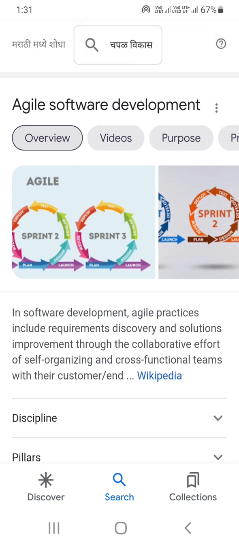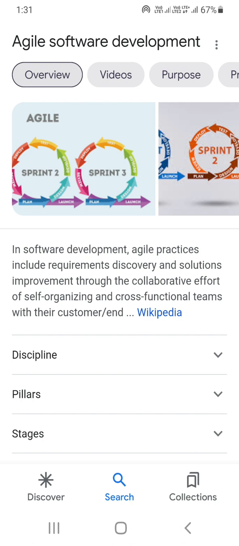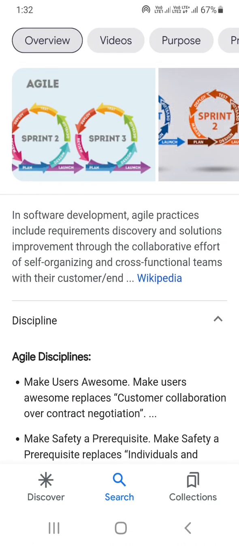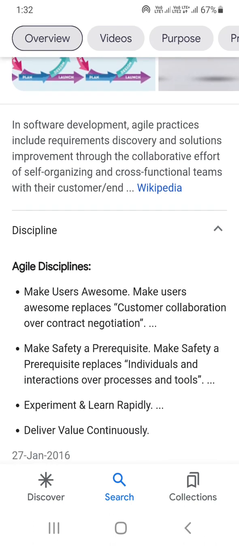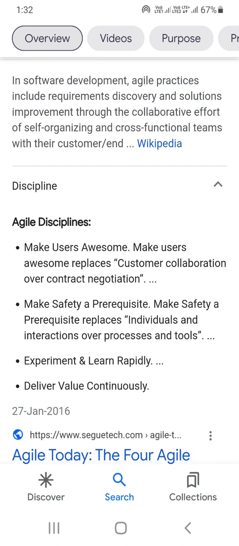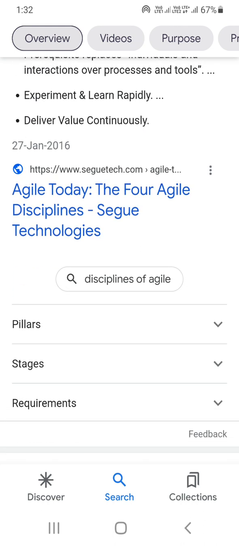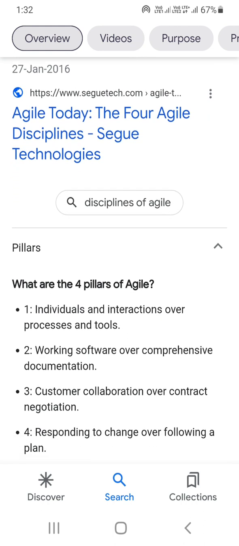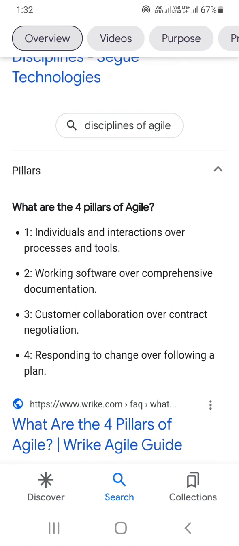In software development, agile practice includes requirement discovery and solution improvement through the collaborative effort of self-organizing cross-functional teams with the customer. So you need to follow the agile discipline. Make users awesome, replace customer collaboration over contract negotiation. Make safety a prerequisite, make safety interaction over process and tool. Experiment and learn rapidly, deliver value continuously. Pillars: what are the four pillars of agile development?